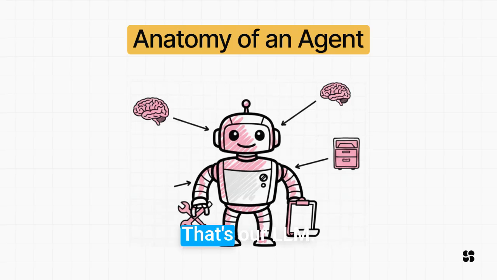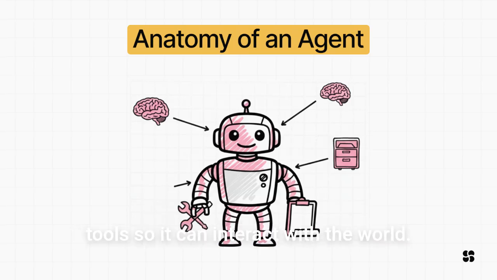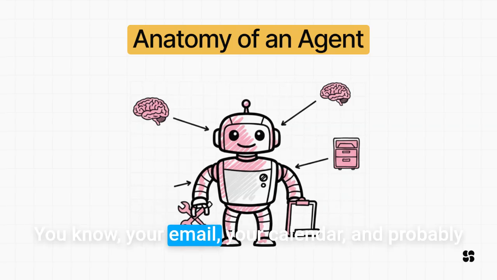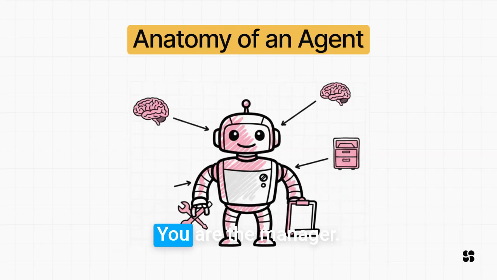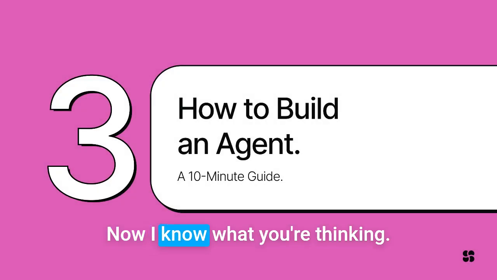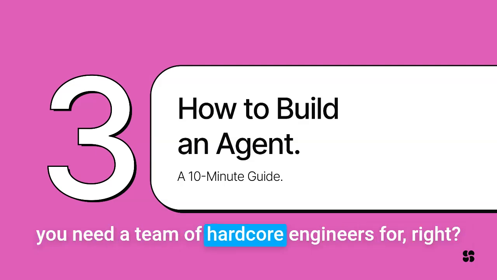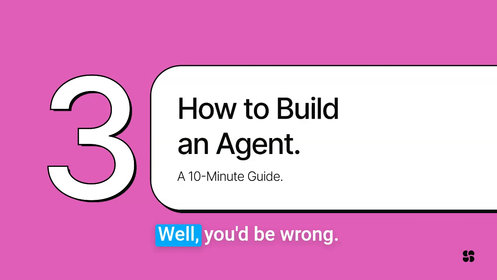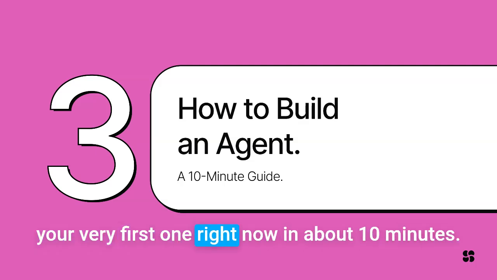First, it needs a brain. That's our LLM. It needs memory, like a knowledge base it can draw from. It needs a set of tools so it can interact with the world, your email, your calendar. And probably most important, it needs instructions from you. You're the manager. Now, I know what you're thinking. Building a digital employee sounds like something you'd need a team of hardcore engineers for, right? Well, you'd be wrong.